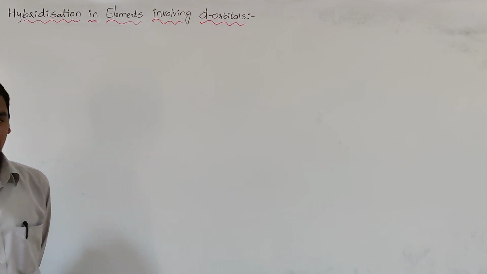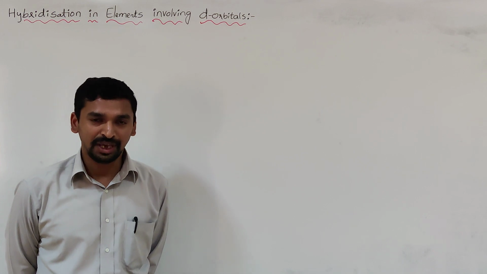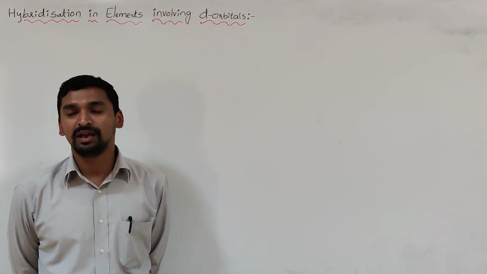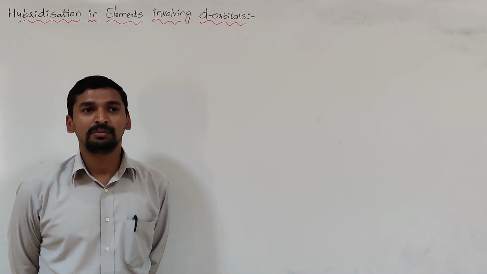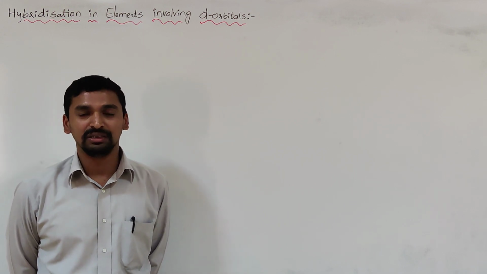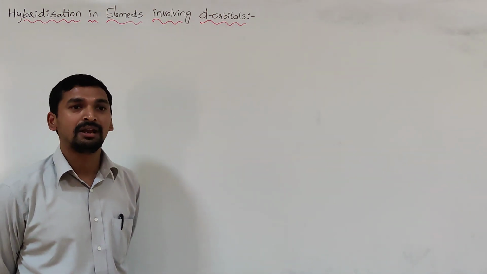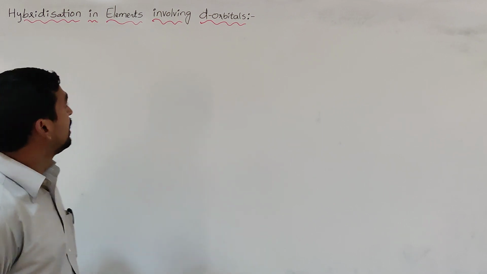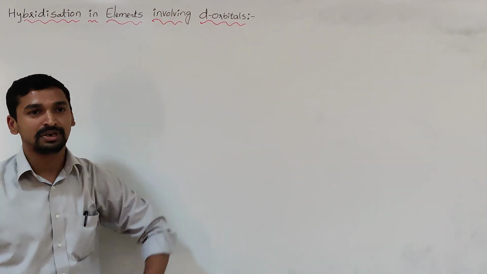To explain the geometry or shapes of molecules formed by the third period elements, the d orbitals definitely have to be involved in the hybridization in addition to the s and p orbitals. That is our today's concept: hybridization involving d orbitals.